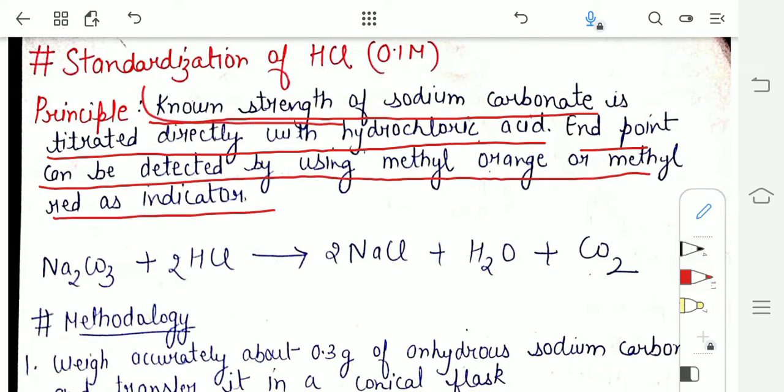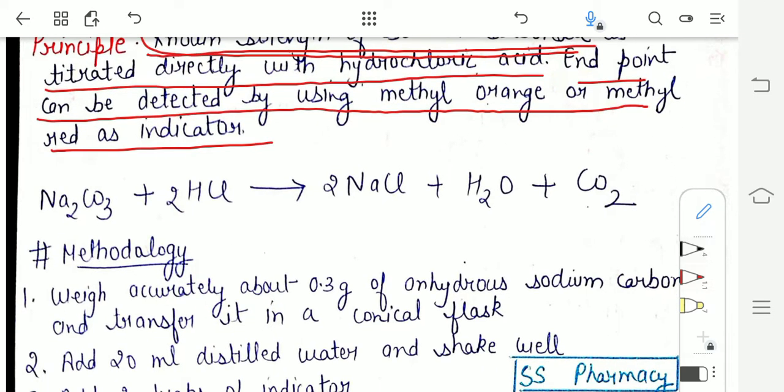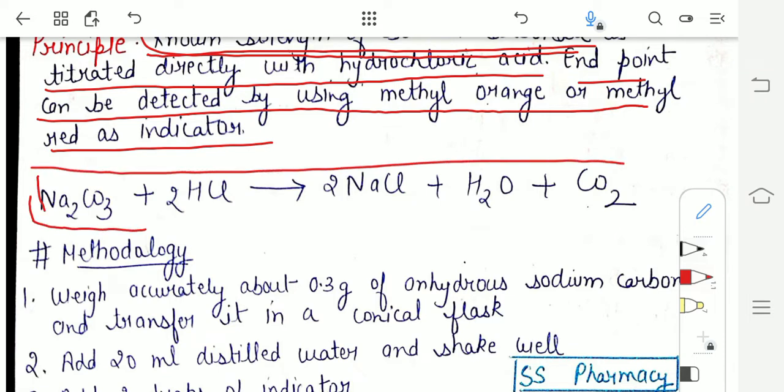So known strength of sodium carbonate means that we know the concentration of sodium carbonate, which means that we will know whether it is 0.1 M or 0.2 M, like that. Known concentration means that we know the strength of the solution. Here I've written the chemical equation for this titration. Sodium carbonate will react with HCl, and all these products will be formed.